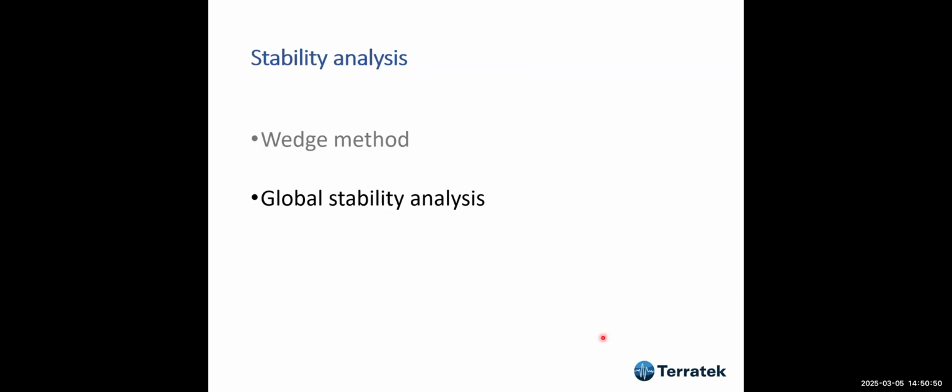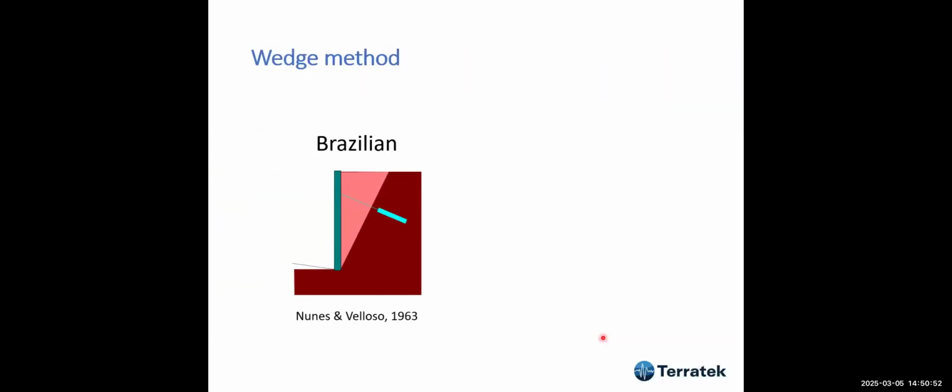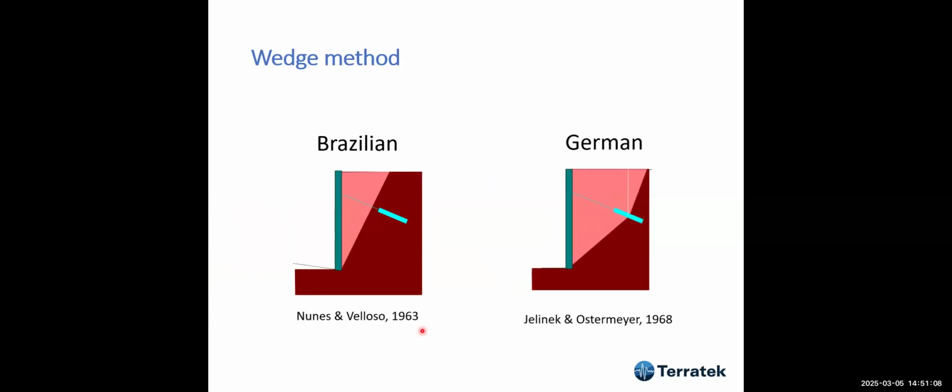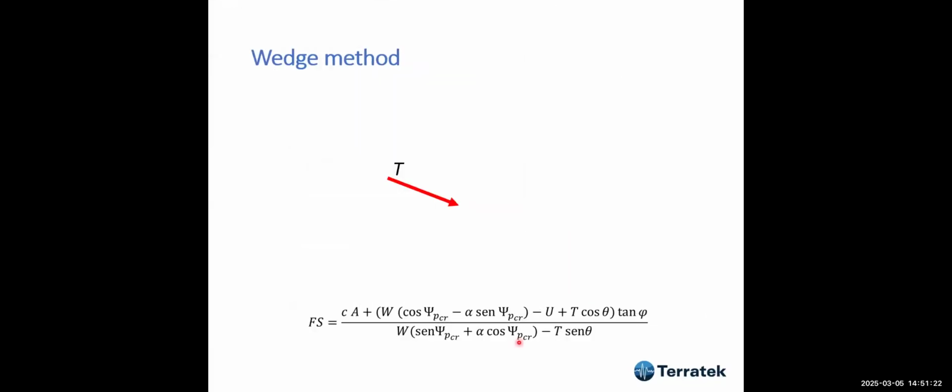We do a global stability analysis. It's very easy. And this kind of wedge was proposed by Professor Nunes and Dr. Veloso in the 1963 Pan American Conference. And the Germans, a few years later, proposed something different, not totally different, but instead of using one wedge, the Germans used two wedges. These were the pioneer works in that area.